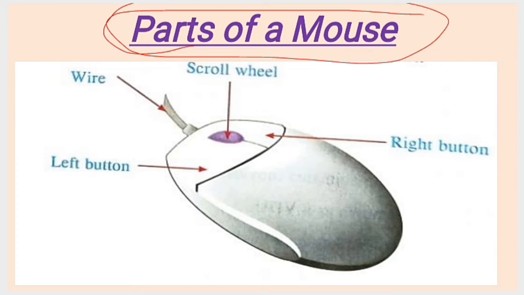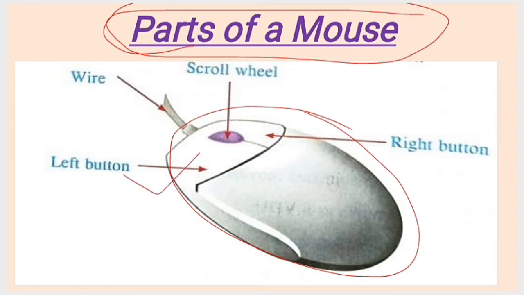So a mouse has basically 4 parts. This is a mouse. This is a computer mouse. That is left button, right button. One is the scroll wheel, this round wheel inside the mouse. This is known as a scroll wheel. And fourth is the wire, the wire with the help of which it is connected to the CPU. Okay, so there are 4 parts of a mouse.